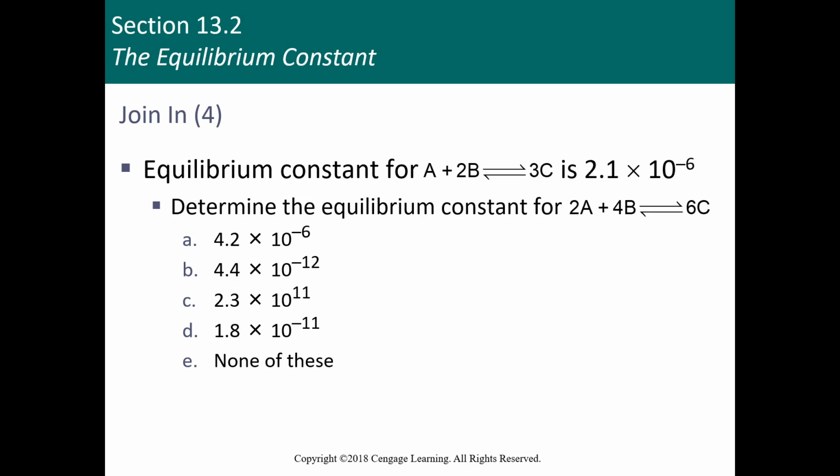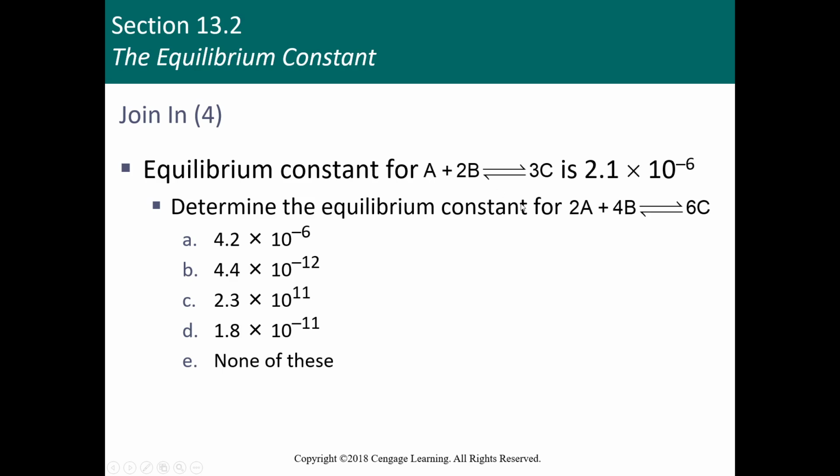The equilibrium constant for this reaction here is 2.1 times 10 to the negative 6. So determine the equilibrium constant for this reaction. What we do is we look at these two. How are these different? Well, A is still in the same place, B is still in the same place, C is still in the same place, so they're going in the same direction. This, however, has a 2 in front of it. So we've multiplied this entire thing by 2, haven't we?